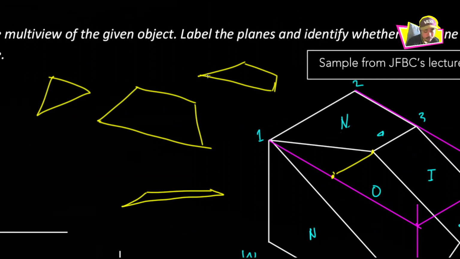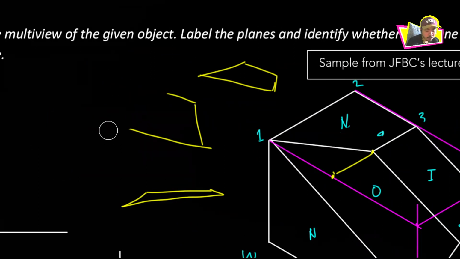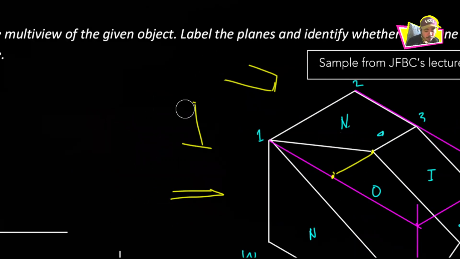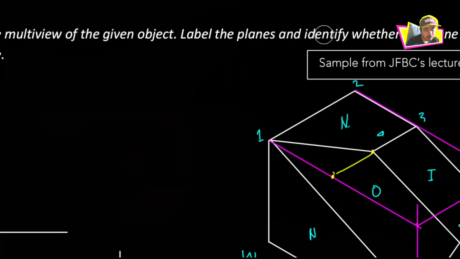Tapos lalo na sa mga higher na n-gons, no? So kunwari yung mga polygons natin na that have a high number of sides. So kunwari something like a hexagon, no? Kunwari hexagon siya. Ganyan.